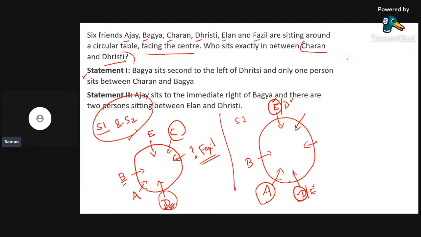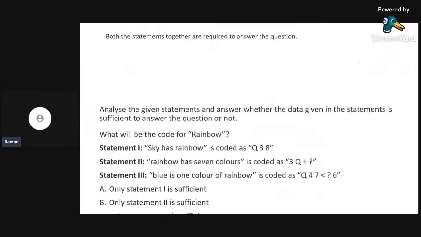When you combine both, you can find it. Both are required. Is it clear? Any doubt, guys? Good, Nikita. Very good. Both are required.